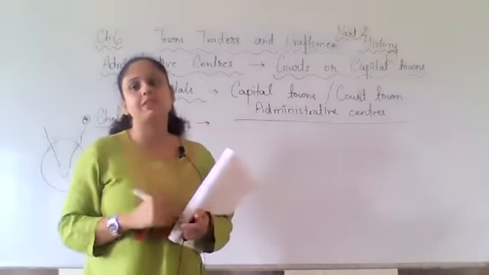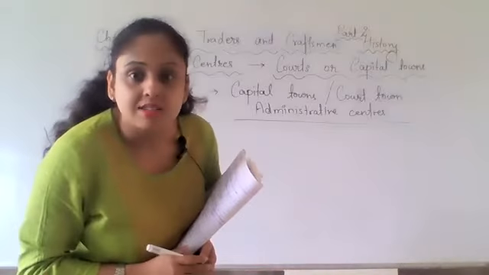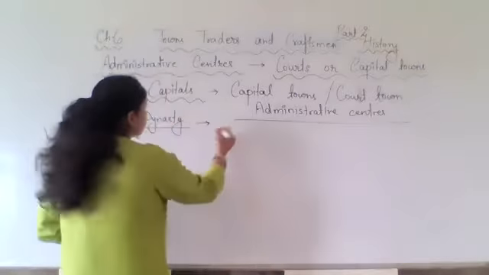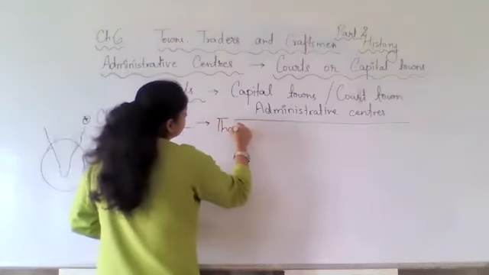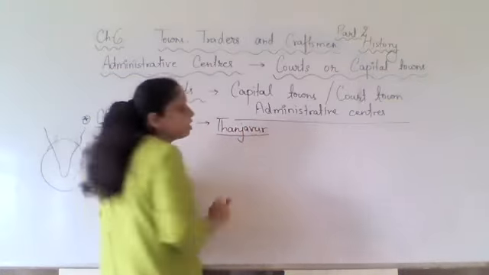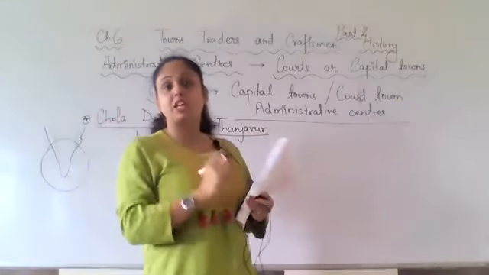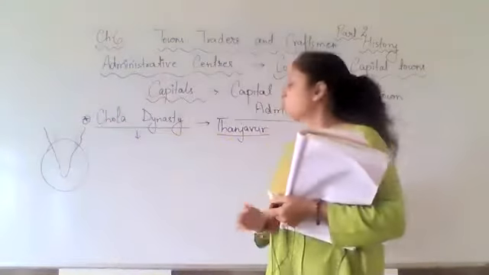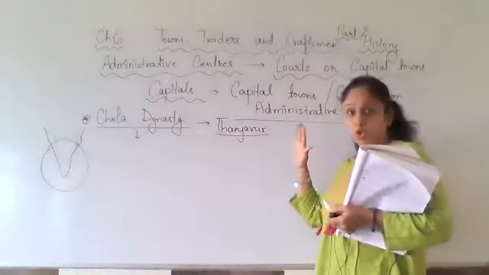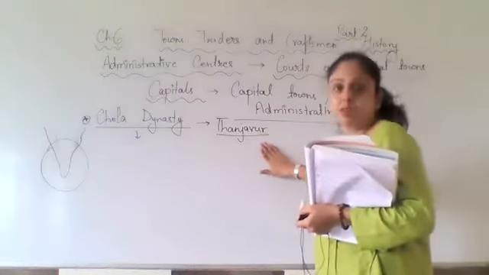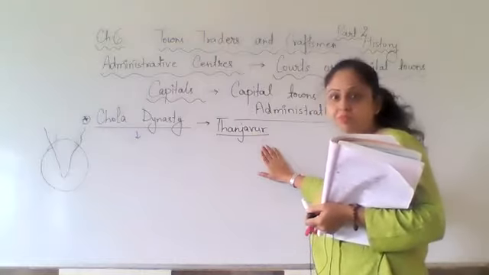Okay, Ahana has given the answer, and the answer is Thanjavur. Very good, Ahana. Thanjavur was the capital of the Chola dynasty. The Chola dynasty used to administrate from this place, Thanjavur.